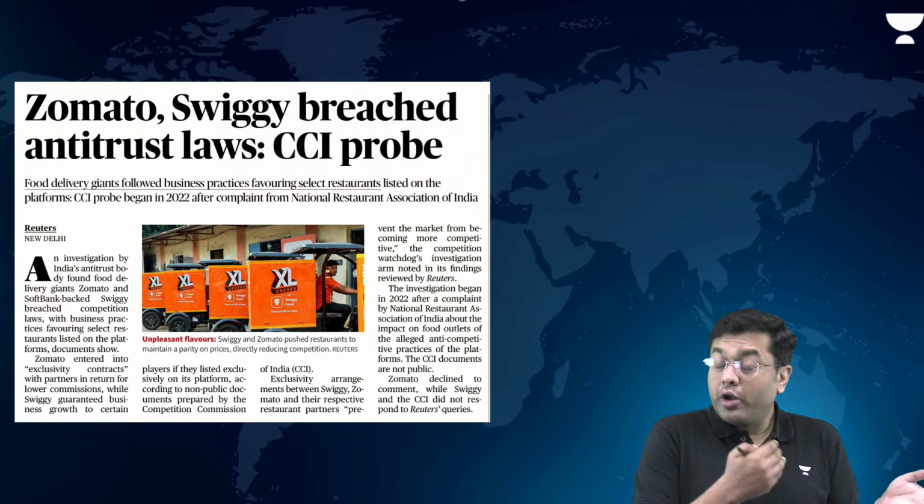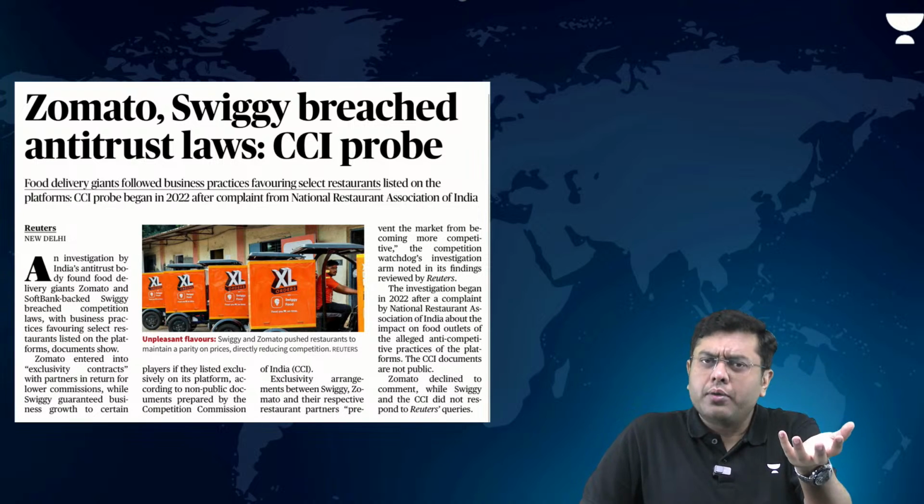Then Zomato, Swiggy breached antitrust laws, right? The Competition Commission of India probe has indicated. What is antitrust laws? So basically these apps and these aggregator platforms, the investigation was carried out by the Competition Commission some time back, was initiated, and finally Reuters has reported that CCI has found that they have breached these antitrust norms. So what is it that they have done?